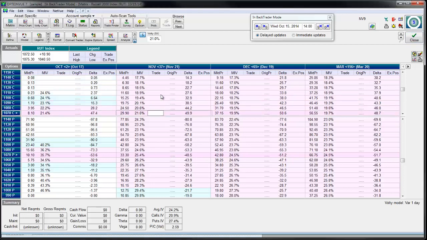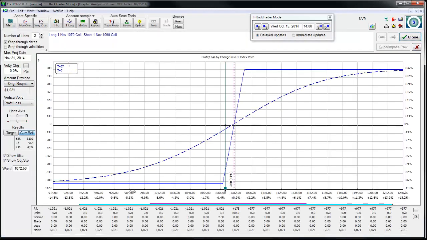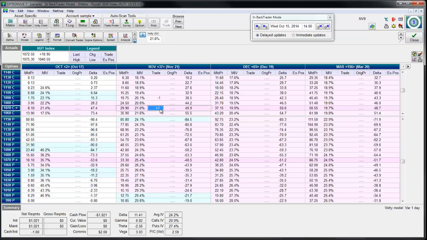and we decide that we want to buy a call debit spread. If we come right at the money, 1070, and if we buy one and if we sell one, this is what the format looks like, right? We have defined risk. We are risking 1,000 to potentially make 1,000. It's a 1-to-1 R to R, okay?